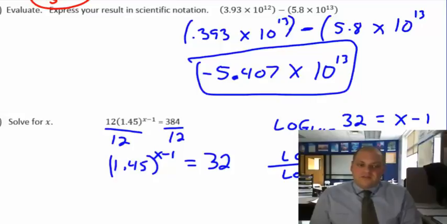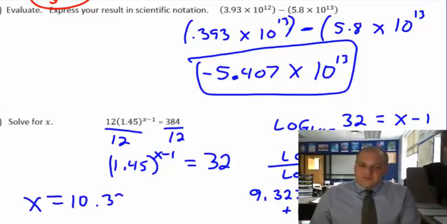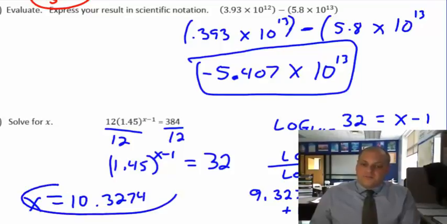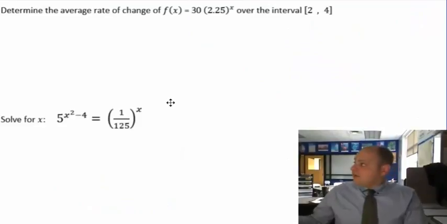Again, change of base. And that's going to be 9.3274. That's good enough. Equals x minus 1. So then you have to add 1 to get it to be x. And that's going to be 10. So x is going to be 10.3274. That's good enough. All right, moving on, page 3.